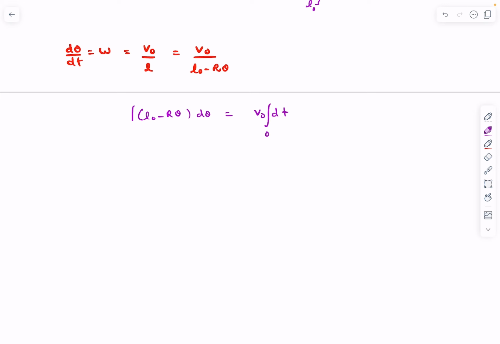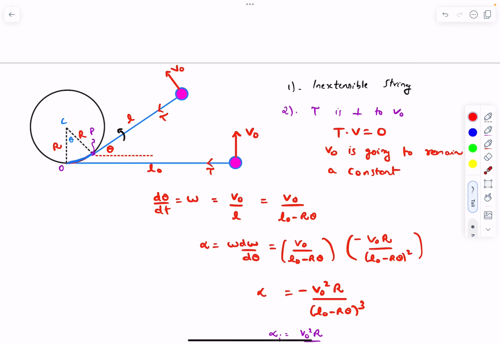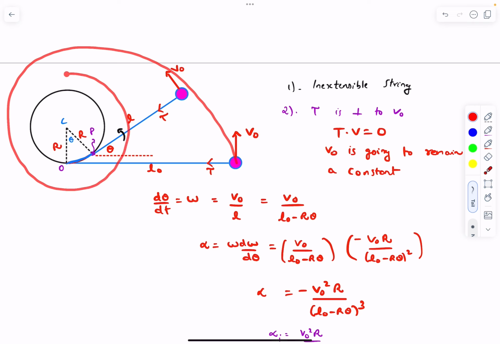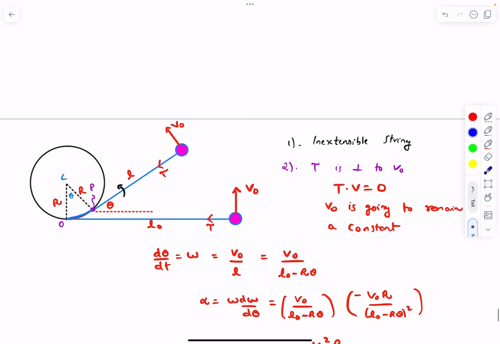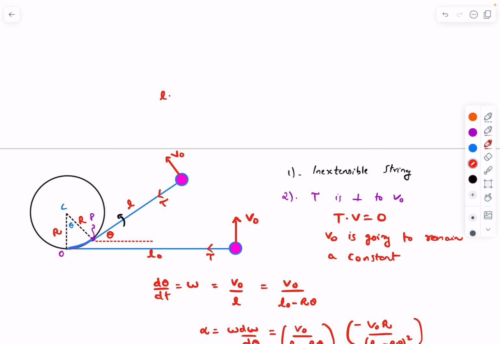Okay, and now we can set up some limits. At time t equals 0, theta limit was 0, and we need the time when the particle collides with the cylinder, right? And we need the theta limit for that. So basically when the particle hits the cylinder, what is the total angle that has been swept? We know that the total length of the string that would be wound around the cylinder is going to be L naught. So if I divide L naught by the radius of the cylinder, I'll get the angle subtended by that L naught length. I'll get the total angle covered by the string by the moment it collides.